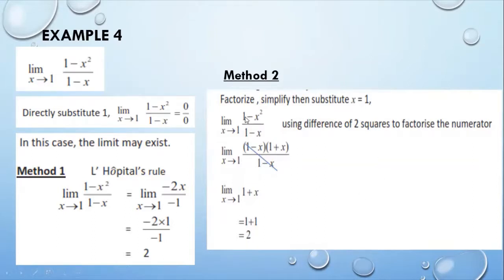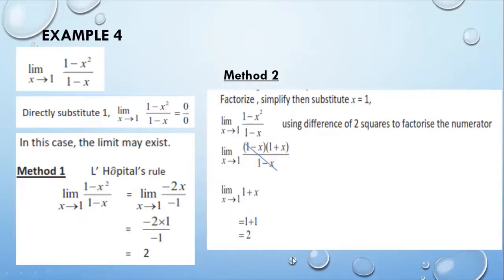Remember, this is 1 squared minus x squared. So 1 squared minus x squared is 1 plus x, 1 minus x. That's how we got it. And in the numerator, you have 1 minus x. So 1 minus x and 1 minus x will cancel, and you will be left with 1 plus x in the numerator.